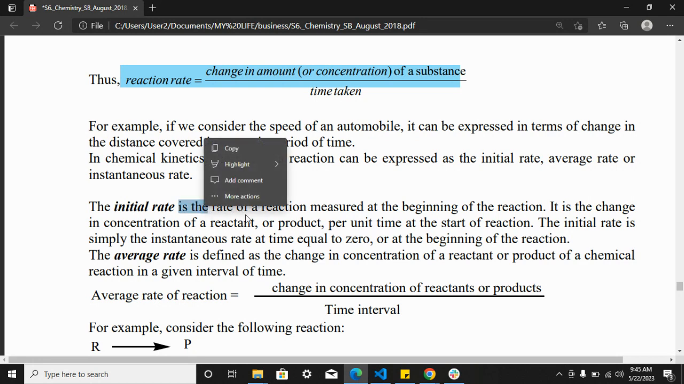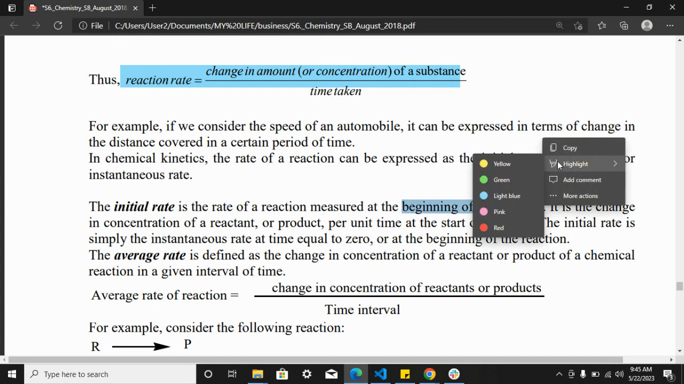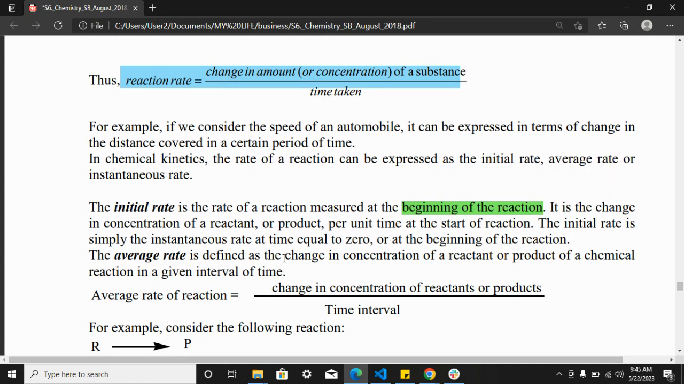So what do we call the initial rate? Initial rate is the rate of a reaction measured at the beginning of the reaction. When a reaction is just starting, the speed the reaction has we call the initial rate. It is the change in concentration of a reactant or product per unit time. Do you understand? Unit time. Like in the first second, or per minute, but let us remember that the unit of time scientifically is the second. So the initial rate will be measured in what?